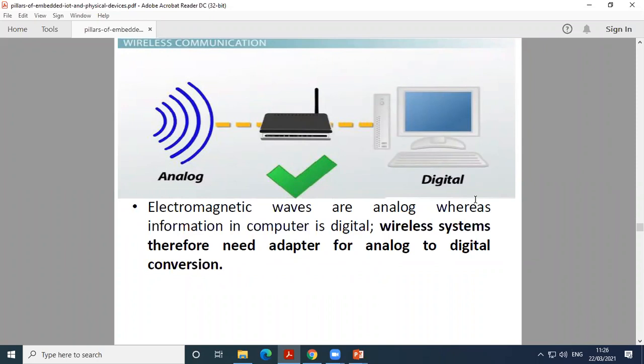Now here you can see that the signals we are receiving are analog signals. Electromagnetic waves are analog signals, whereas we know that the computer understands digital information only. So the wireless system transforms those analog signals into digital. Here you can see that we receive the analog signals and we have an adapter, which is used to convert the analog signals into digital.